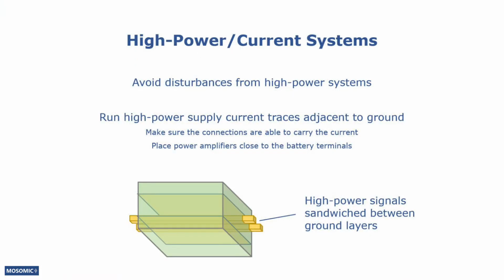Special care should be taken to make sure that high power or high current systems in the device don't disturb the microphone. Traces carrying high power supply currents should be routed adjacent to a ground layer. For high power signals, it's also important to make sure that all parts of the electrical connection, traces, vias between layers and so on, are able to carry the current without becoming a bottleneck. Power amplifiers should be placed close to the device battery terminals to minimize ground impedance for the return currents.